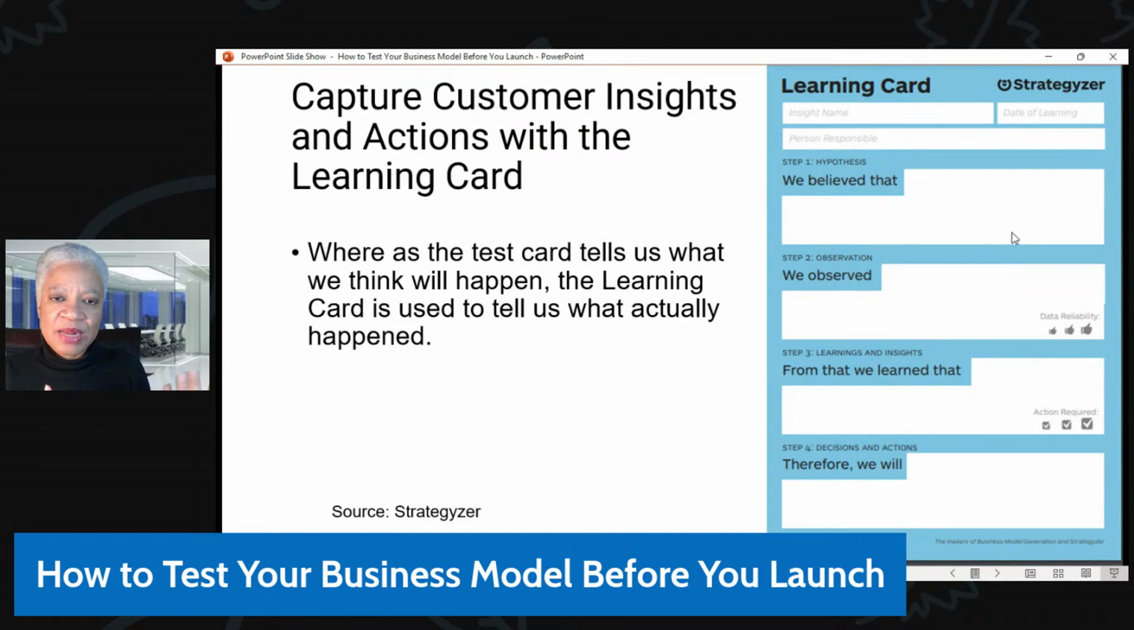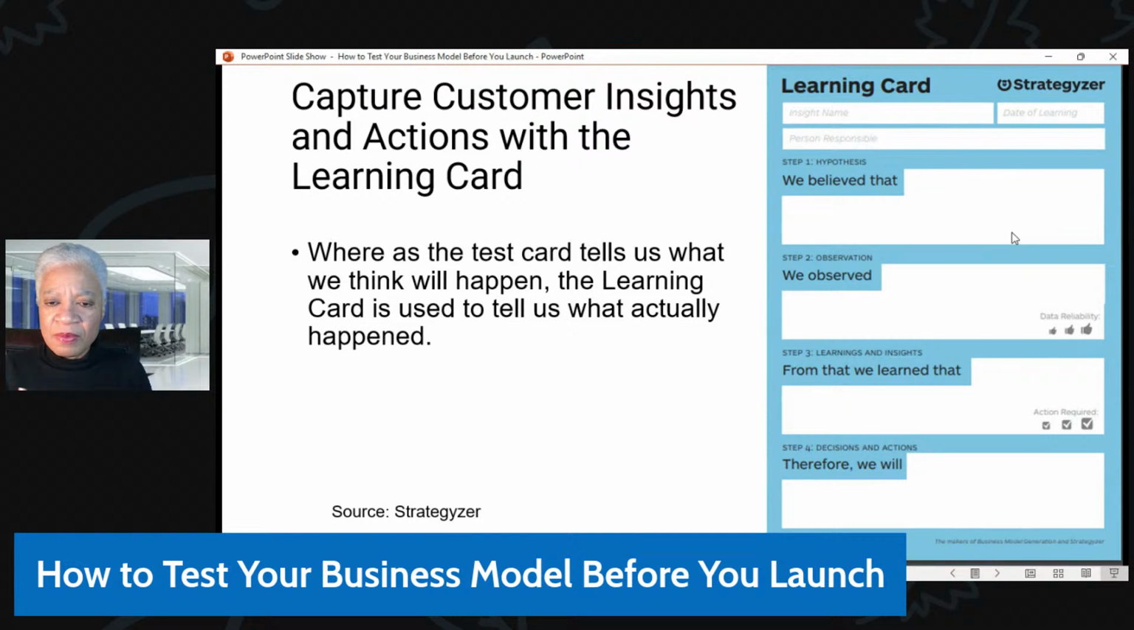We believe X would happen once we roll this out. What we found out, or what we observed, was Y happened. And from that experience, we learned what, right? And as a result of our learning, this is how we're going to proceed. So when you look at the observation, step 2, you want to rate your data reliability, right? On a scale of 1 to 3, I guess, with these thumbs up, small thumb indicating that the data is not so reliable. The large thumbs up meaning it's reliable.